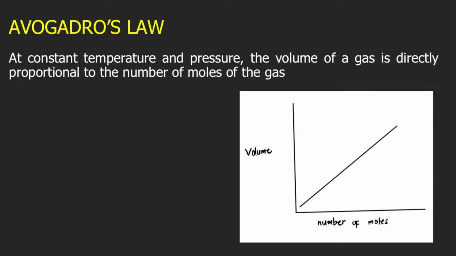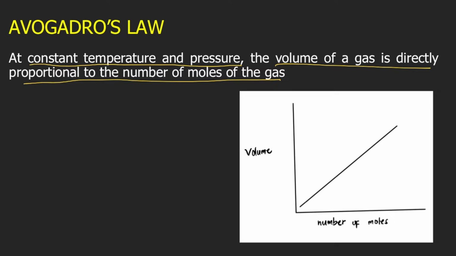First, let's discuss the statement of Avogadro's law. It says that at constant temperature and pressure, the volume of the gas is directly proportional to the number of moles of the gas. Again, you can only use Avogadro's law if the condition says the temperature and pressure are constant. And the relationship is the volume of the gas is directly proportional to the number of moles of the gas.